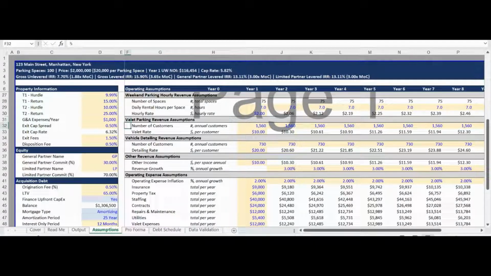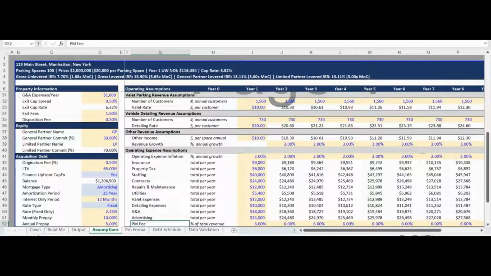Valet parking revenue is modeled as the product of the number of annual customers and the rate. The sixth revenue stream is for vehicle detailing. Vehicle detailing revenue is modeled as the product of the number of annual customers and the rate. The seventh and final revenue stream is for other income modeled as a direct annual input.